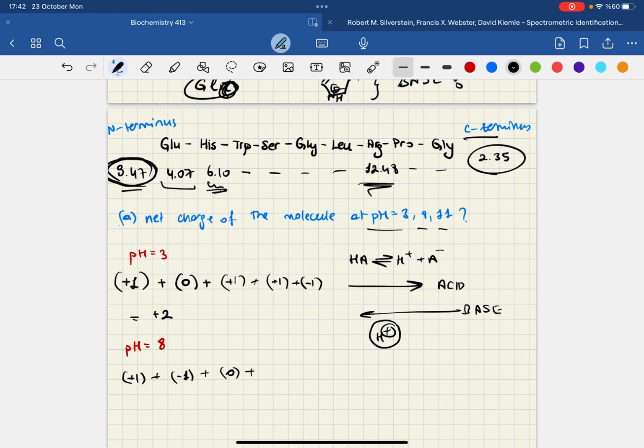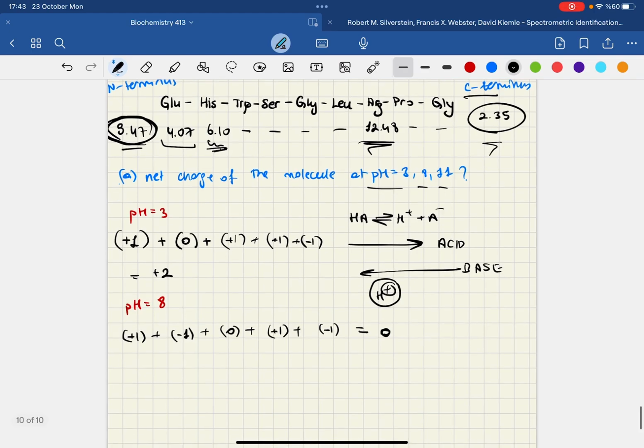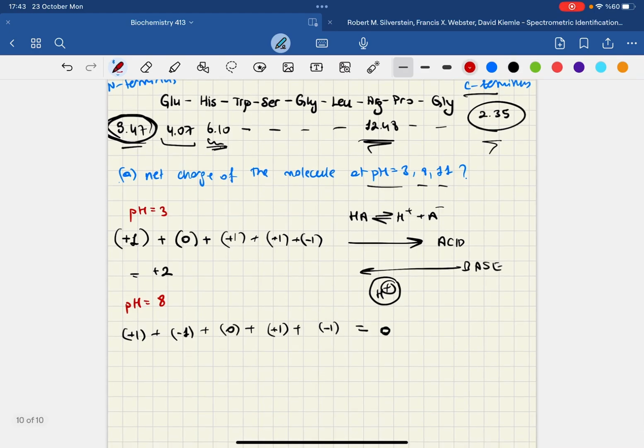Okay, let me rewrite this because it's really nasty over here. Okay, and then lastly we have an acid, which means that it will give out a proton, making it -1 charge. And here, let's add up all the values and we will get 0, which means that we are really close to pI. All right, let's continue.